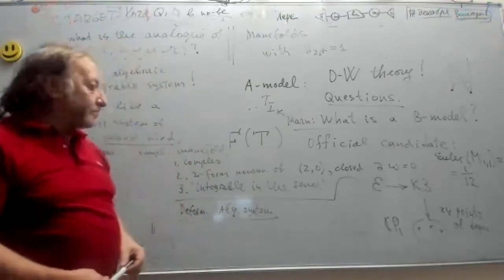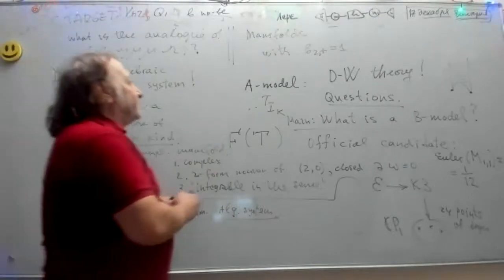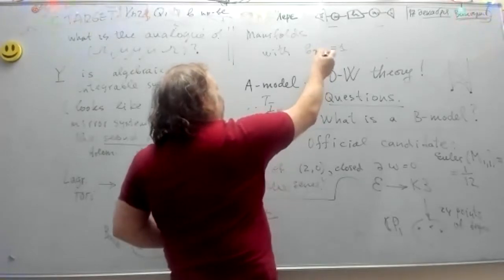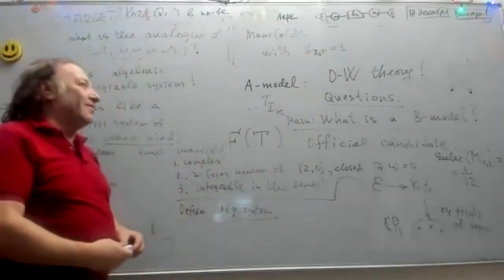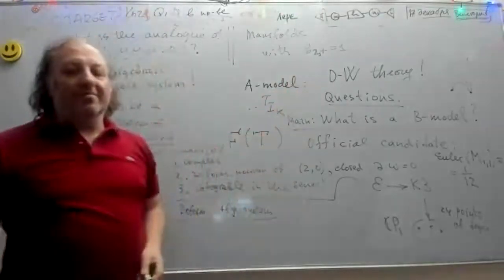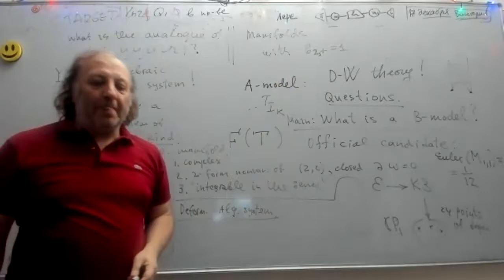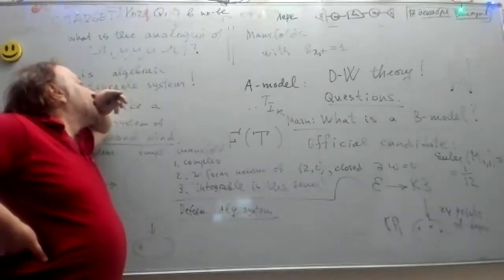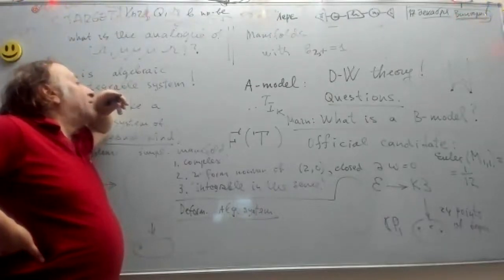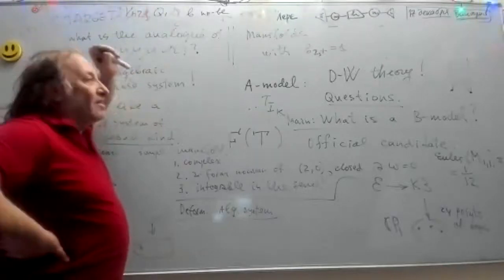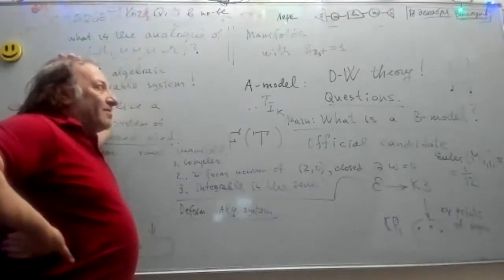So what is 2 plus? 2 plus means the following. B2 is the second Betti number. You have the notion of duality on cohomology. Second cohomology, of course. Not all cohomology, I'm sorry. Second cohomology. So plus is self-dual.